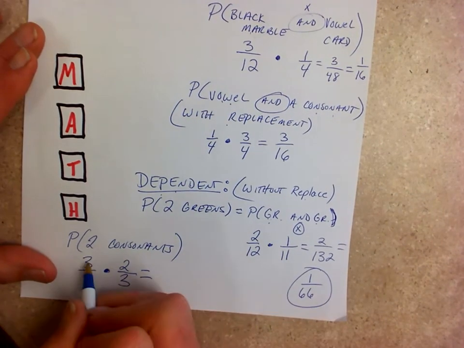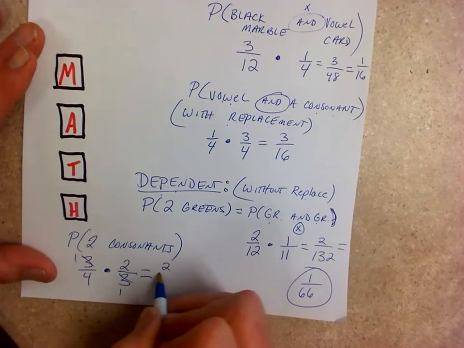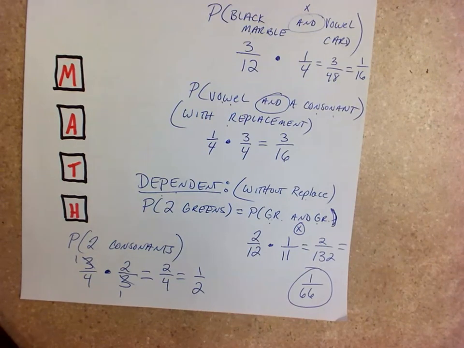Again, just remember a couple things about fractions. Since these are 3's, we can cancel those out. And so we get 2 over 4. So the chances we pick 2 consonants would be 1/2.